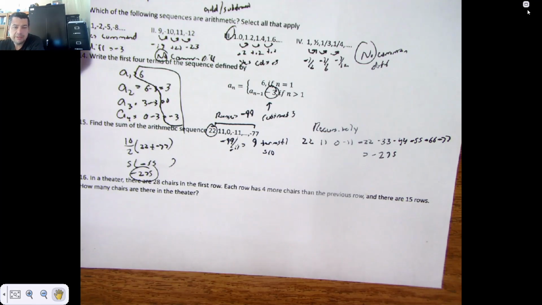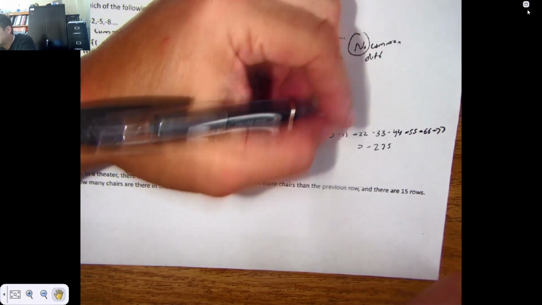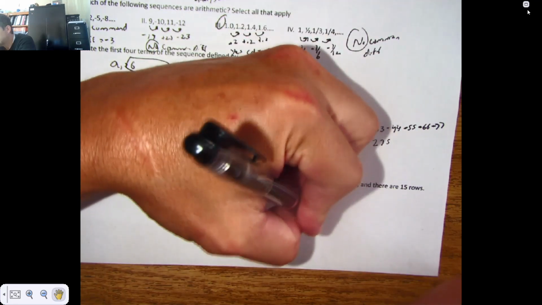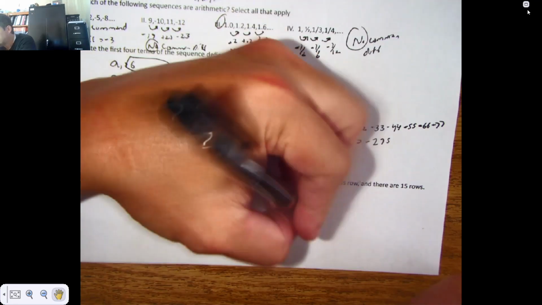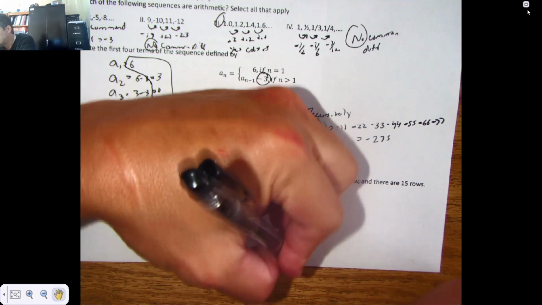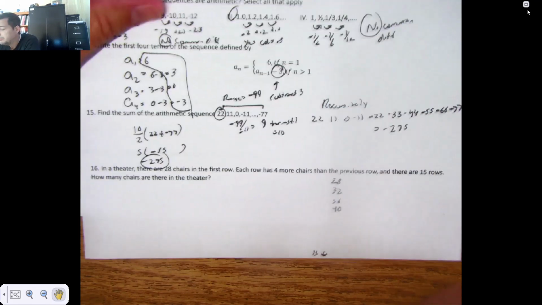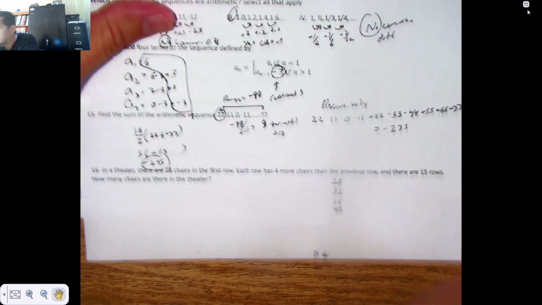All right, in a theater, there are 28 chairs in the first row. Each row has 4 more chairs than the previous row, and there are 15 rows. How many chairs are there in the theater? If you want to be recursive, be recursive. You just kind of draw it out. You got 28, 32, 36, and you do this until you hit the 15th row. And then you add them all together. It's not that bad.